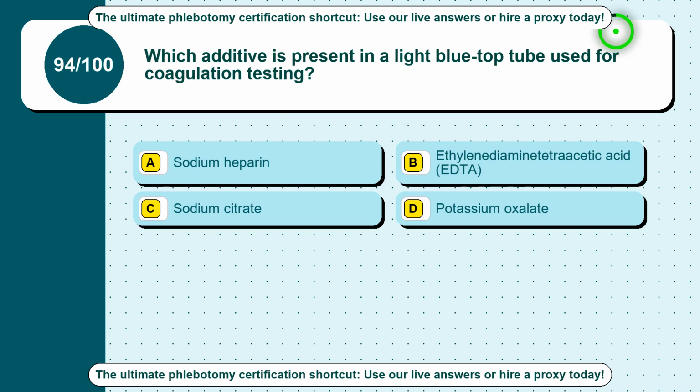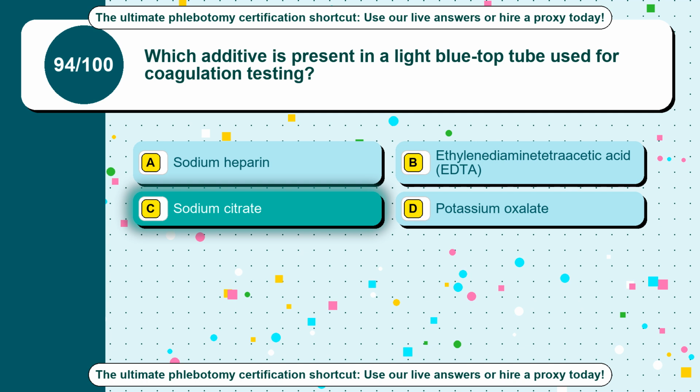Question 94. Which additive is present in a light blue top tube used for coagulation testing? Option A, sodium heparin. Option B, ethylenediamine tetraacetic acid, EDTA. Option C, sodium citrate. Option D, potassium oxalate. The correct answer is option C, sodium citrate.